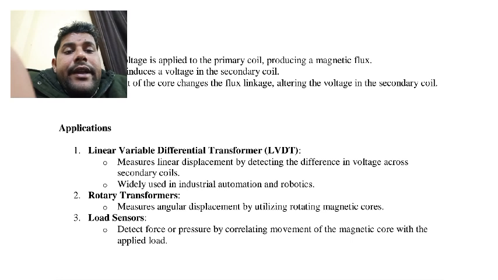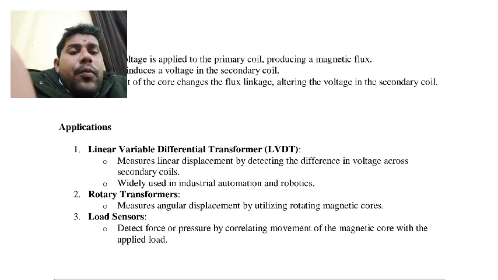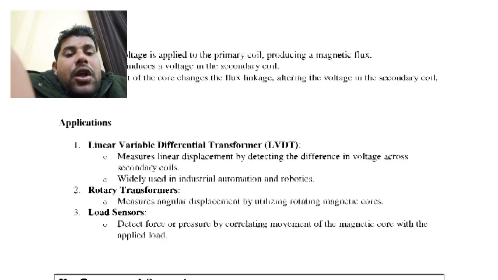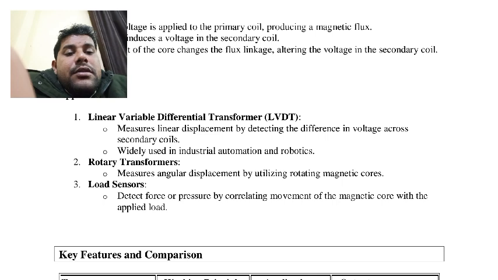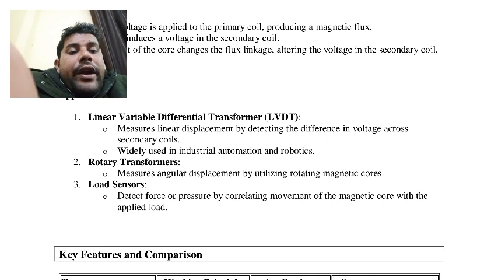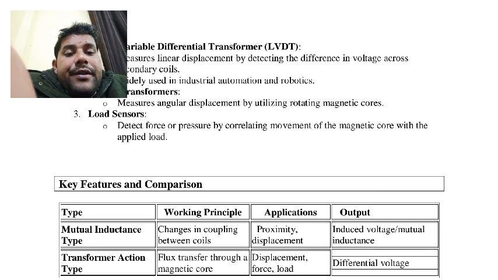Applications include the LVDT, linear variable differential transformer, which measures linear displacement by detecting the difference between voltages across the secondary coils, widely used in industrial automation and robotics. The rotary transformer measures angular displacement by utilizing a rotary magnetic field. Load sensors detect force or pressure by correlating movement of the magnetic core with the applied load.